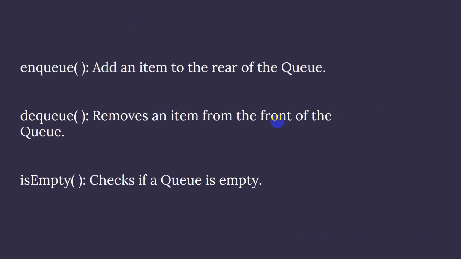First one is enqueue, which is used to add an item to the rear of the queue. Dequeue removes an item from the front of the queue. The isEmpty function helps to check if a queue is empty or not.